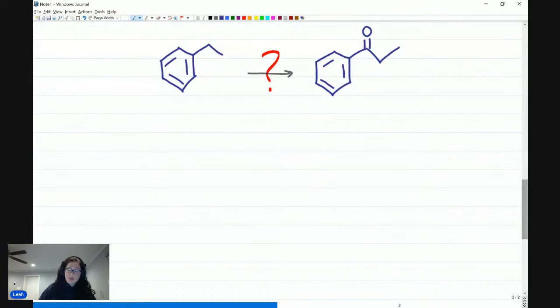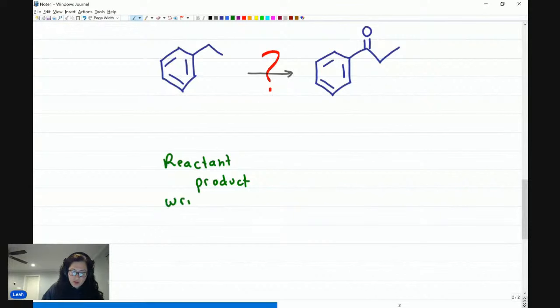What a lot of students do when they're done panicking is start with the reactant, or think about the problem backwards, starting with the product. Or what some students do is they just write everything.